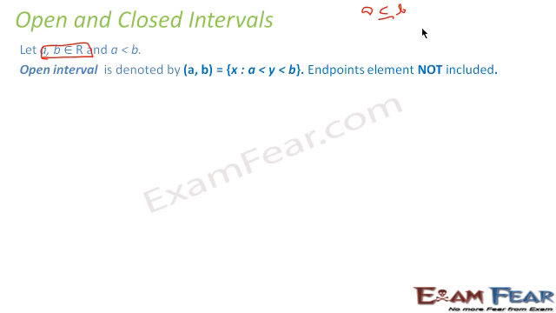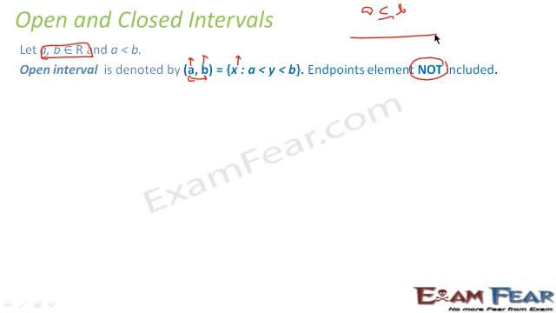Now, when you say open interval, you say any number which is between A and B. So when you say A and B, any number between A and B. And please note here the endpoints. In this case, the endpoints are A and B itself. They are not included in open interval. Open interval is denoted by (A, B), normal bracket. And in this case, endpoints, that is A and B, are not included. Any number between A and B.